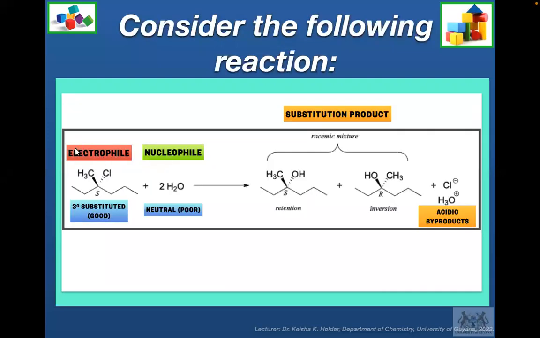Right, so here we have our players identified, the electrophile, tertiary substituted carbon. It's good for SN1 reactions, as you know, and the reason for that is because SN1 reactions proceed by way of a carbocation intermediate. So of course, stability is important, and the stability of the carbocation increases as the substitution increases. Here is our nucleophile. It's a poor nucleophile. As I said before, it comes in the form of the water molecule. Here are our products, and here are our byproducts.